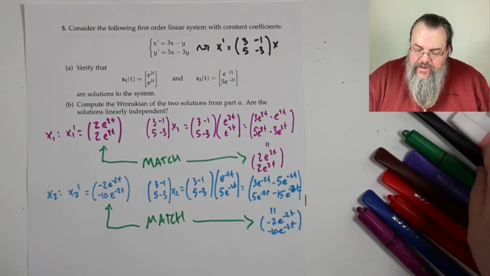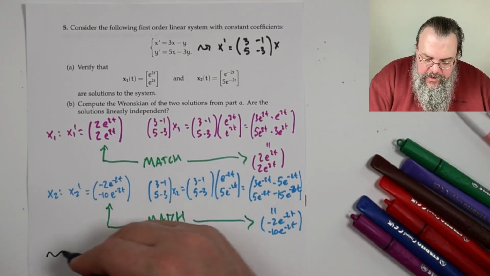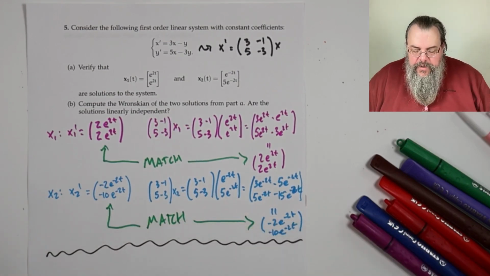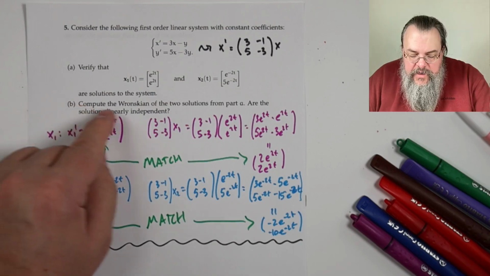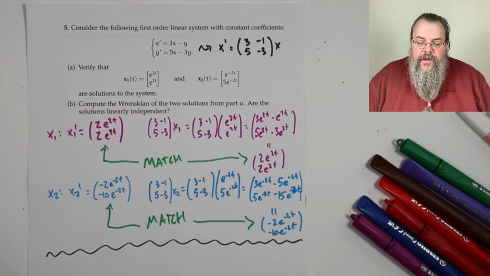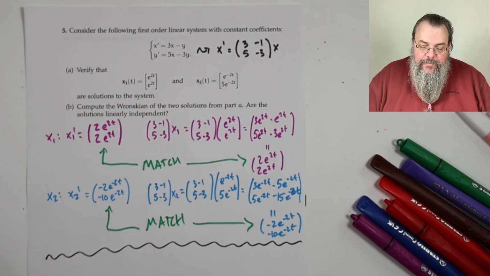Okay, so that's part A. Part A is done. All right, so let's draw a little line here. And we still have part B. Not a ton of space, but that's okay. Compute the Wronskian of the two solutions from part A. Are the solutions linearly independent?